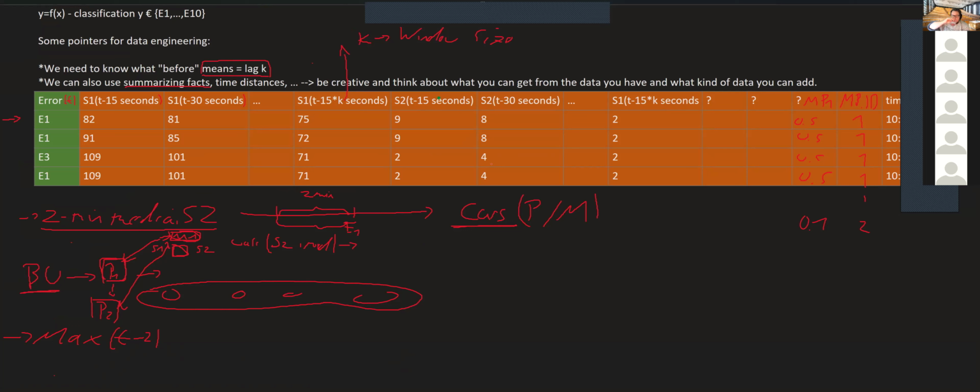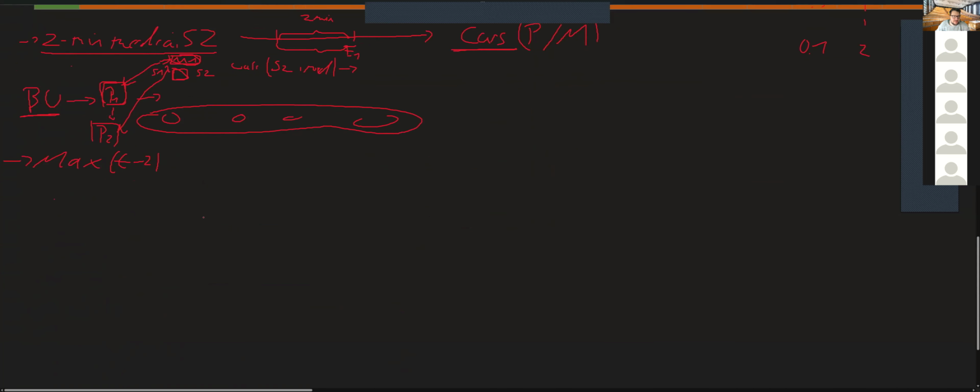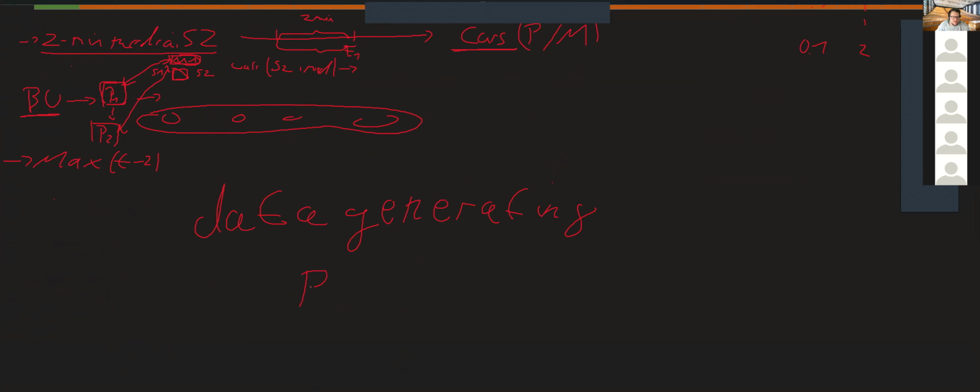You've heard a word from me today that was kind of important. I'm going to try to write it. I know my handwriting is really bad, but I'm going to write it. Data generating process.